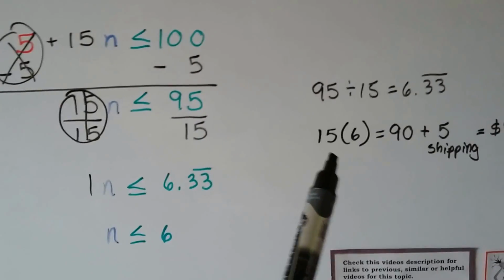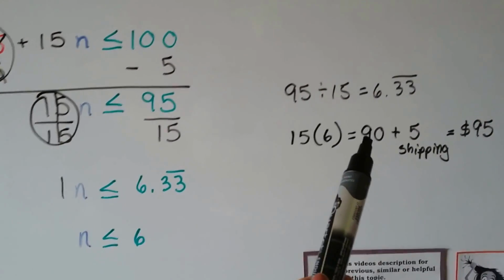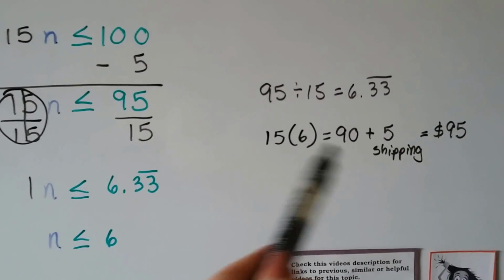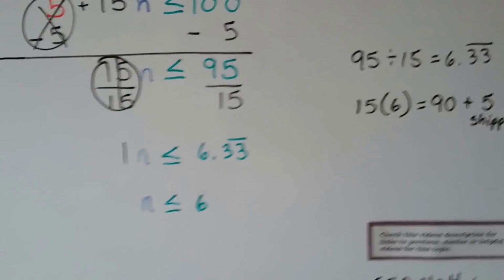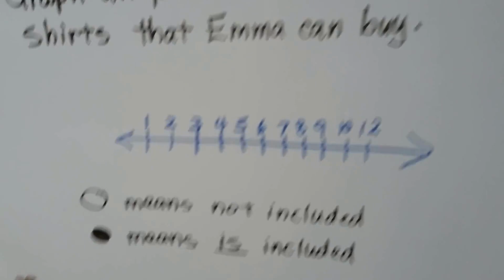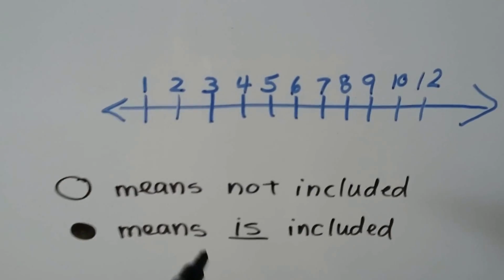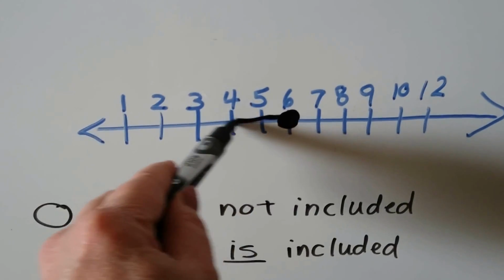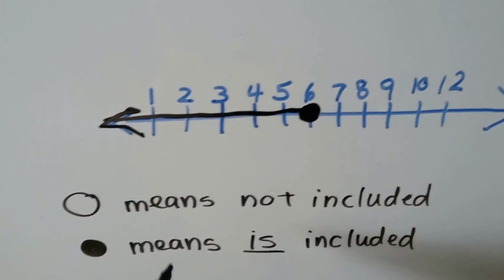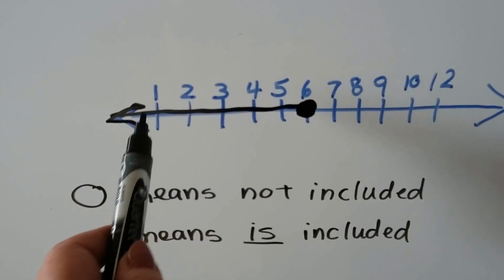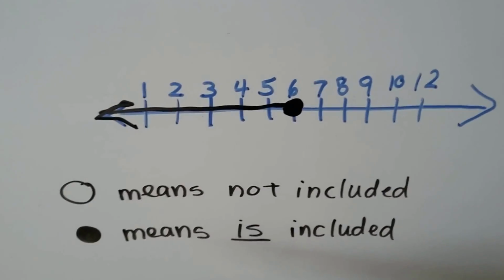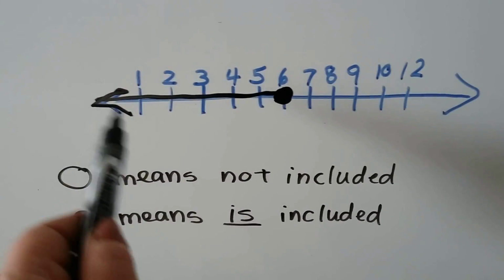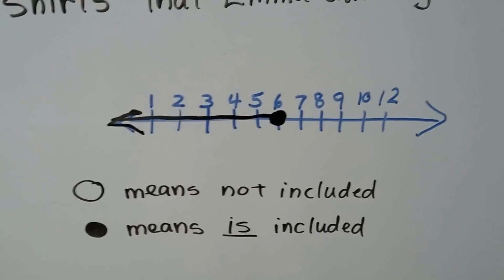When we do the $15 times the 6 shirts, we get $90. When we add the $5 of shipping, we get $95. And she only had $100 to spend, so that works. And we go to graph it. It's going to include 6 because that's the most she could buy. So we're going to put a closed dot, and we're going to draw our line going in the direction. She could buy 5, 4, 3, 2, 1. That's under $100, right? So 6 and anything going this way towards the 1 would be the answer, and that's how you would graph it, okay?